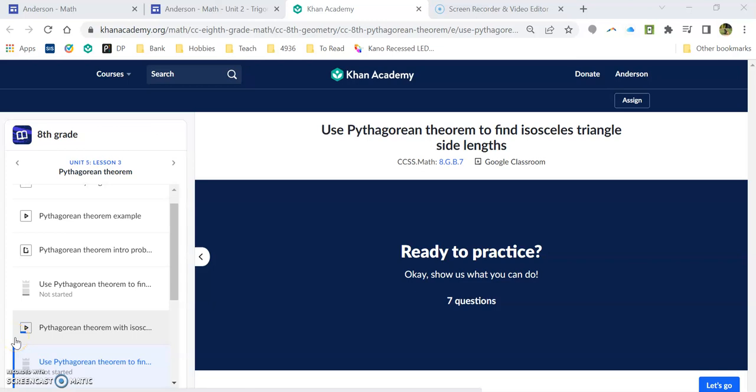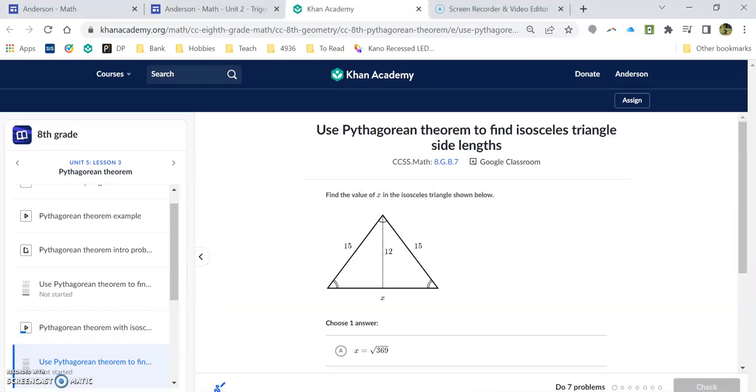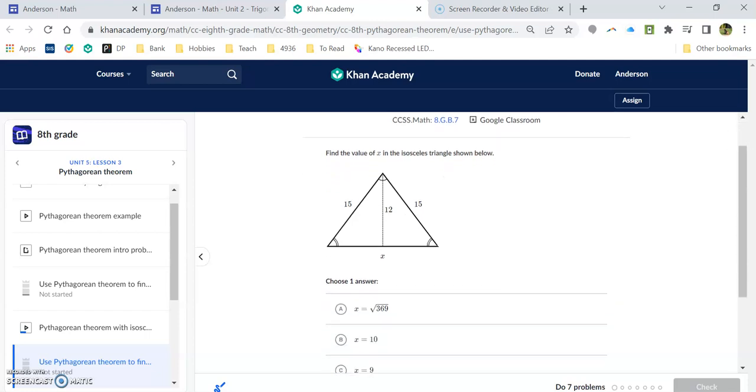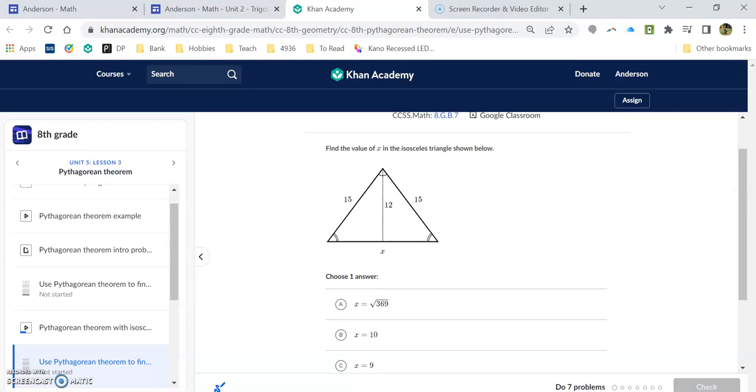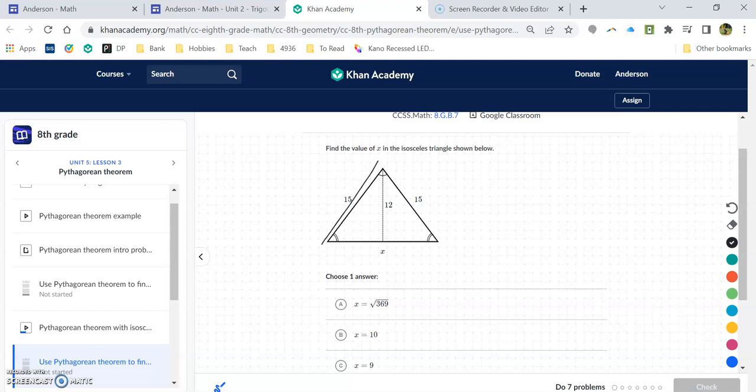All right, using Pythagorean theorem again to find isosceles triangle side lengths. Okay, so this is very similar to the last one. Might be a little bit more like puzzling, if you will, before you get to the Pythagorean theorem. Remember, an isosceles triangle has two equal sides. So you can see right here, this side is 15, that side is 15.